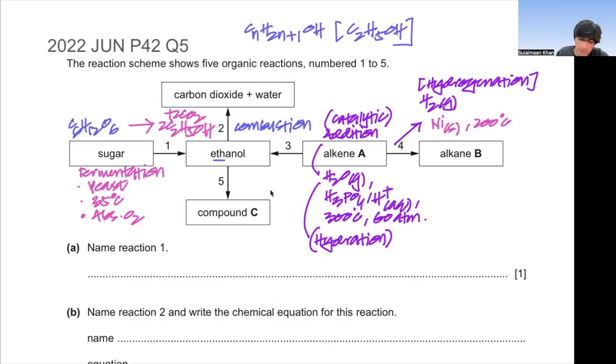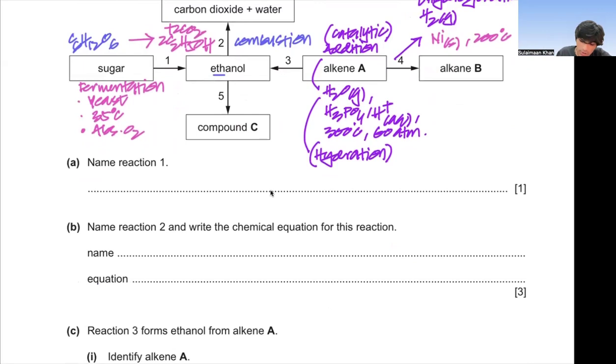So you're going from sugar to ethanol. What is this reaction called? What is the name? It's called fermentation. Right, and it's what? Fermentation of what? Fermentation of glucose. Glucose को हम ferment करके ethanol बनाते हैं.